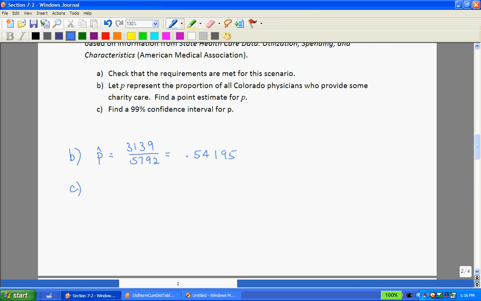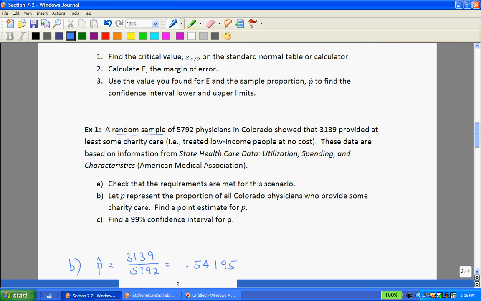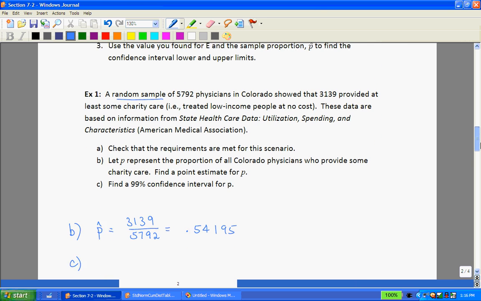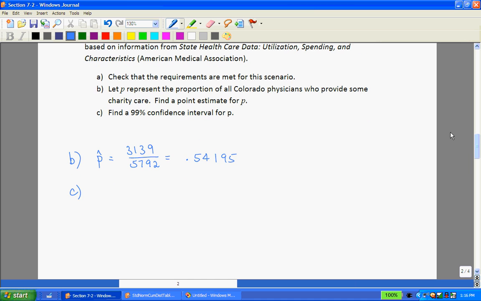Part C, find a 99% confidence interval. Well, remember back with our steps here, the first thing we want to do is find that critical value Z alpha over 2. Well, first we need to find alpha. Alpha is 1 minus our confidence level, and our confidence level is 0.99, so that means we have 0.01. But remember, that's the total area in the 2 tails combined. So to get just a single tail, I'm going to find alpha over 2, take my 0.01 and divide by 2, and that gives me 0.005.